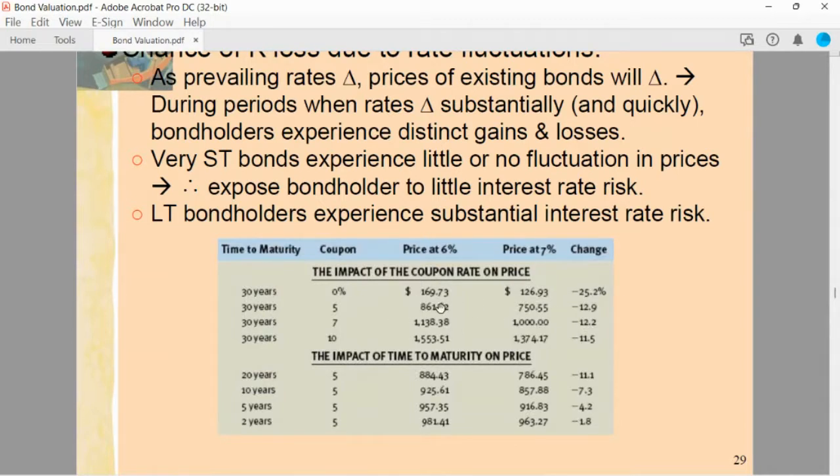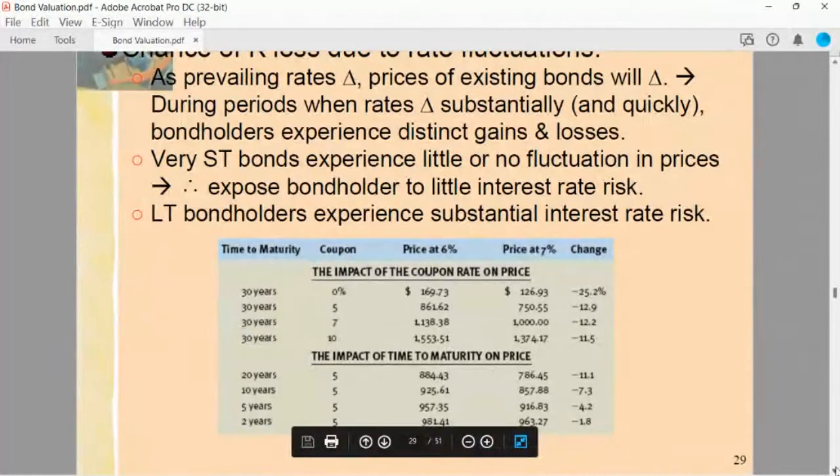And the change will get smaller as the coupon rate goes up. With a 10% coupon rate, clearly a premium bond, even at 7% it's still a premium bond, because the coupon rate of 10% is greater than both. The price will go down, but it changes only 11.5%. But look at the difference between short term and long term, right?